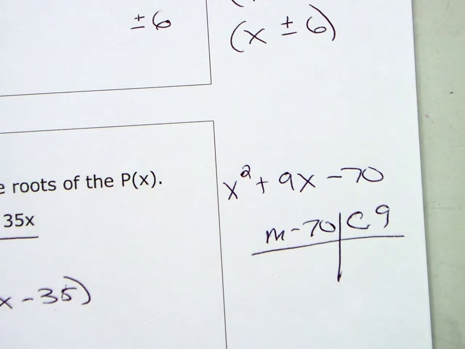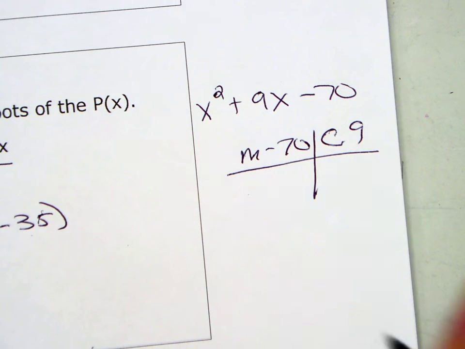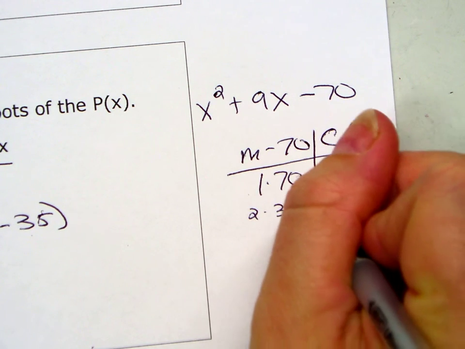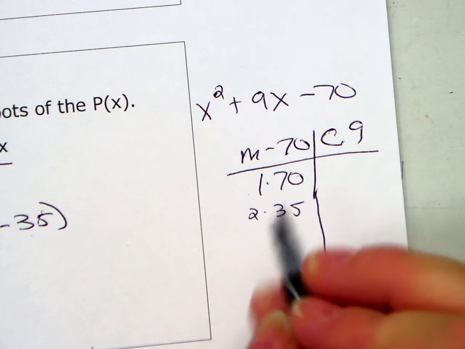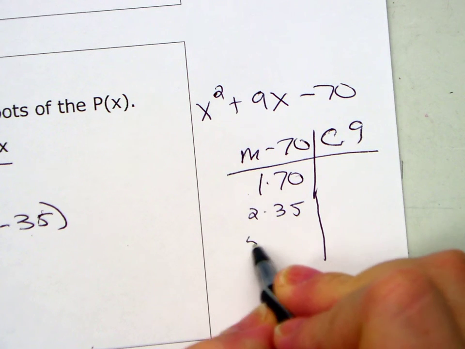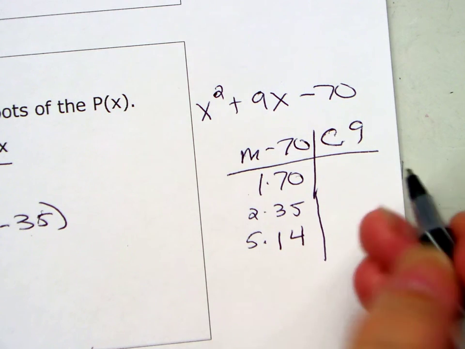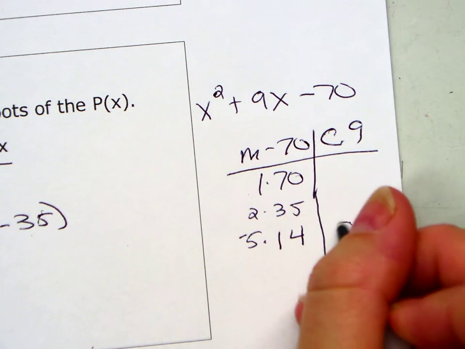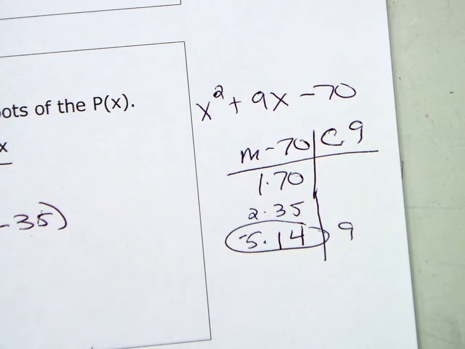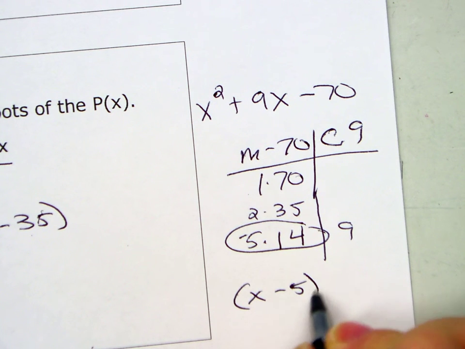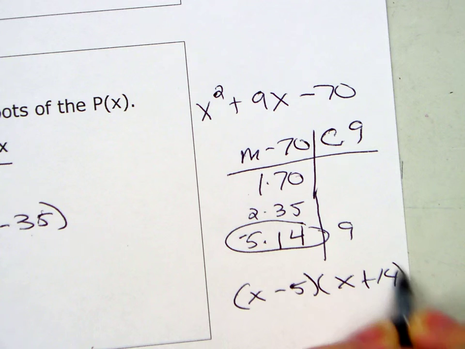All right. Let's see what the numbers are. Let's see if this works. 1 times 70, 2 times 35. 3 doesn't work. 4 doesn't work. 5. 5 times, let's see, 2 left over, 14. Oh, that's it. This gives you 9. Okay. So then what do you do? X minus 5, x plus 14. Is that the answer, though?